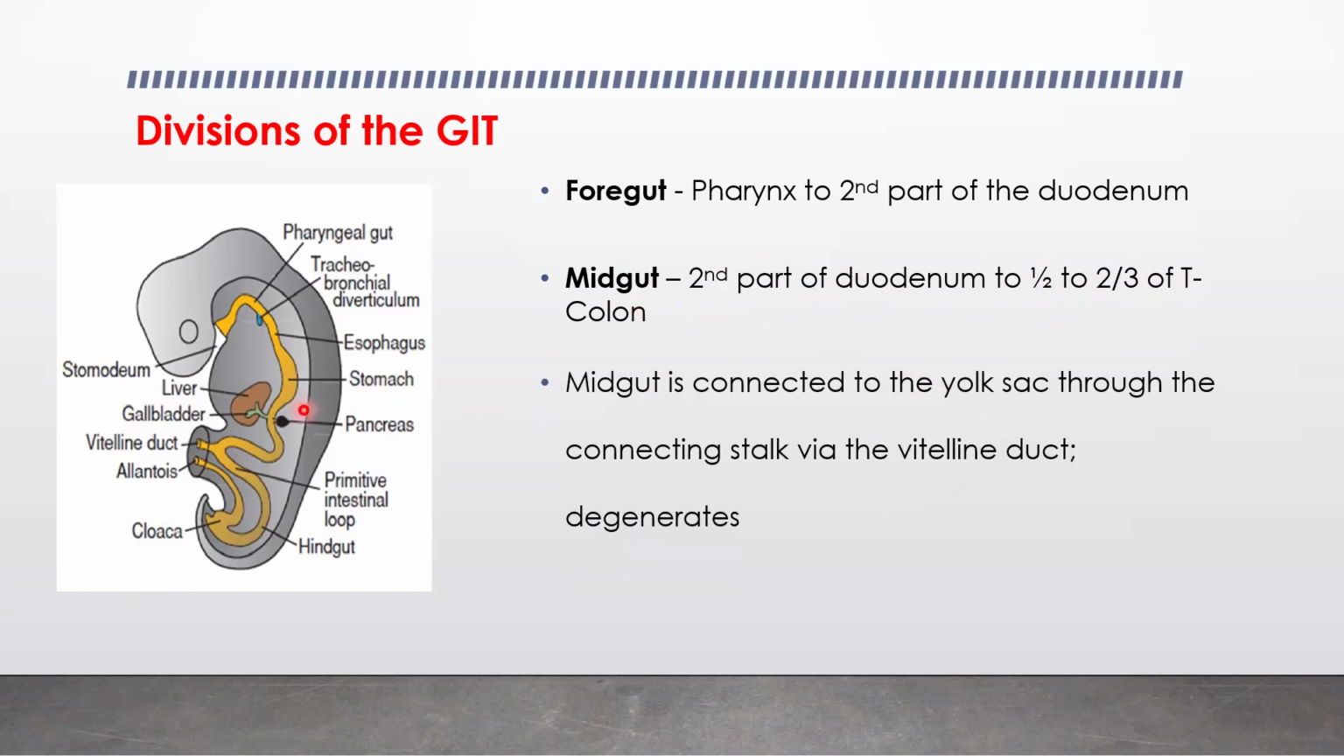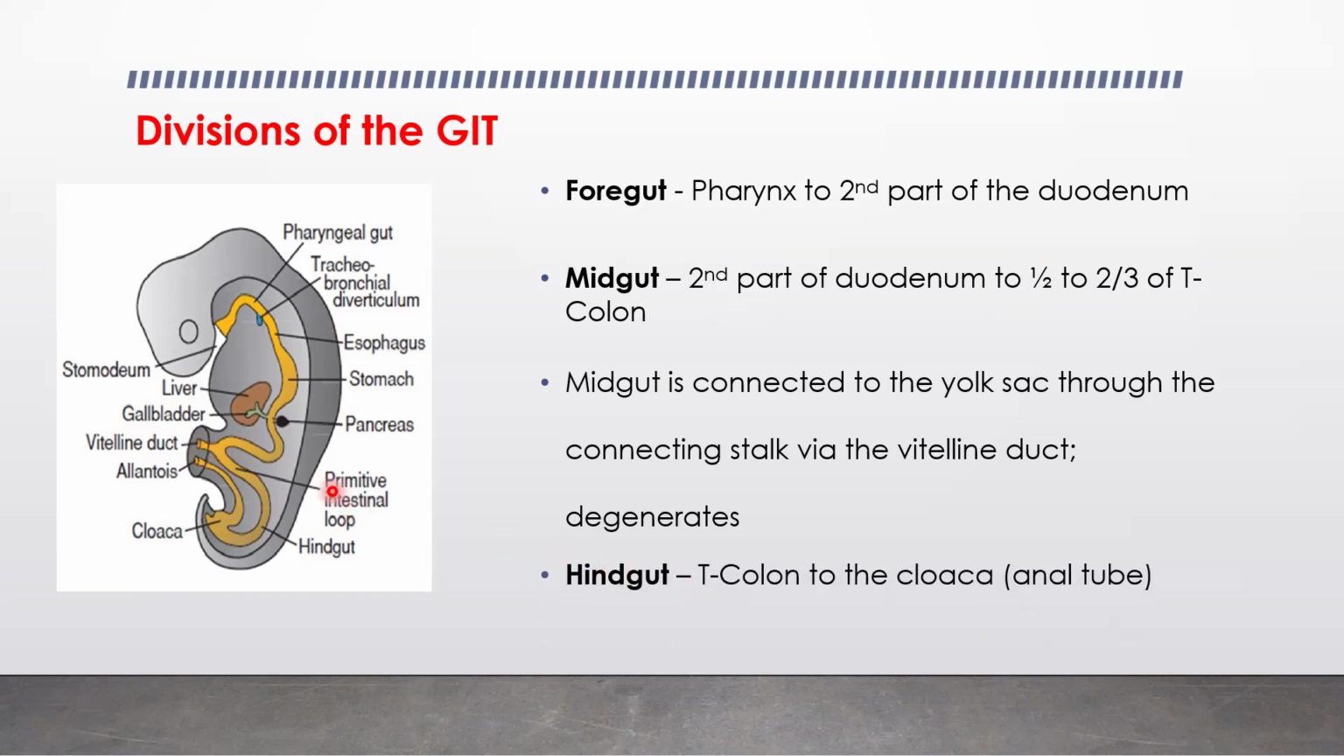Then the midgut is connected to the yolk sac. You can appreciate this yolk sac here. So its connection will be via the vitelline duct. It's supposed to degenerate. If it doesn't degenerate, you'll have Meckel's diverticulum and the rest of the vitelline duct anomalies.